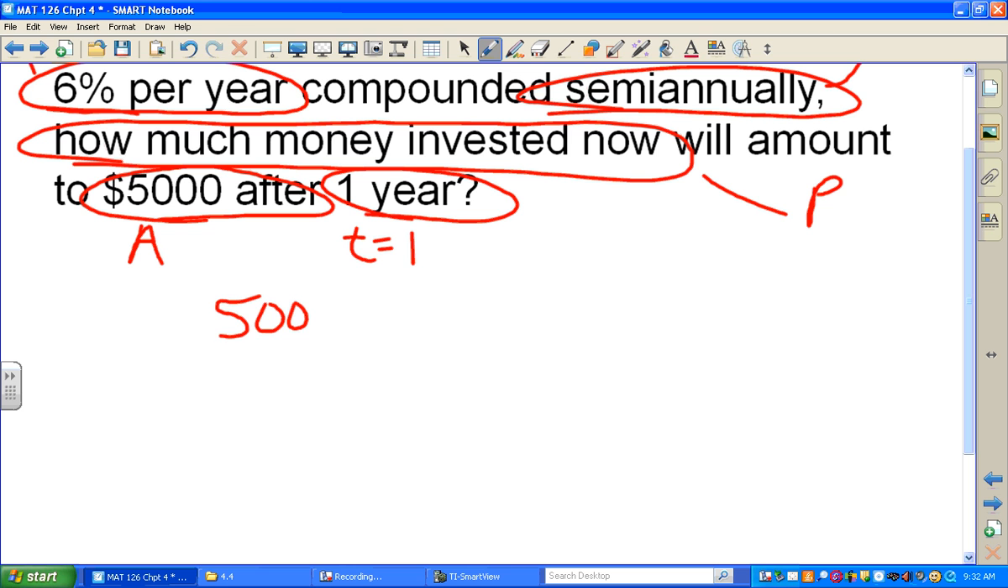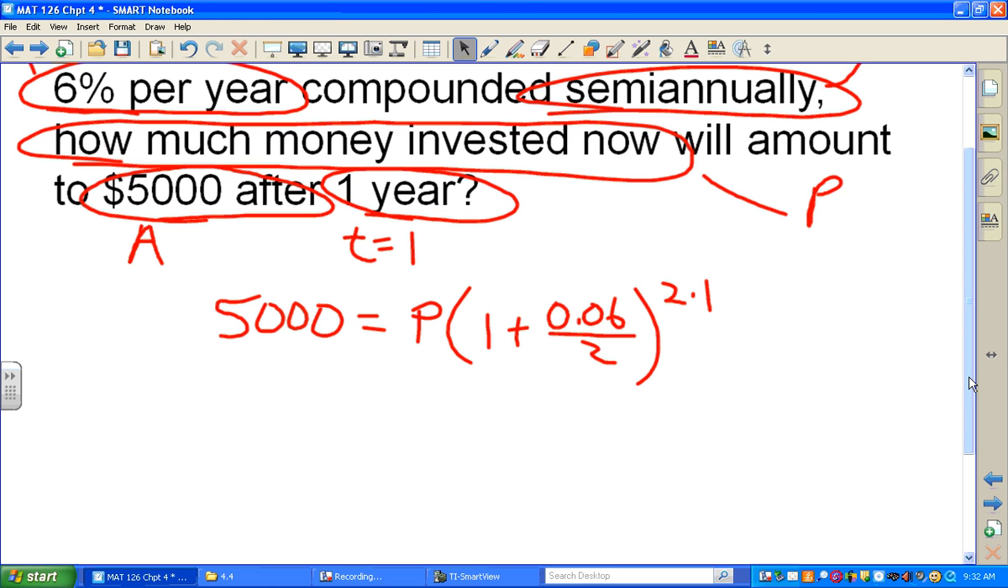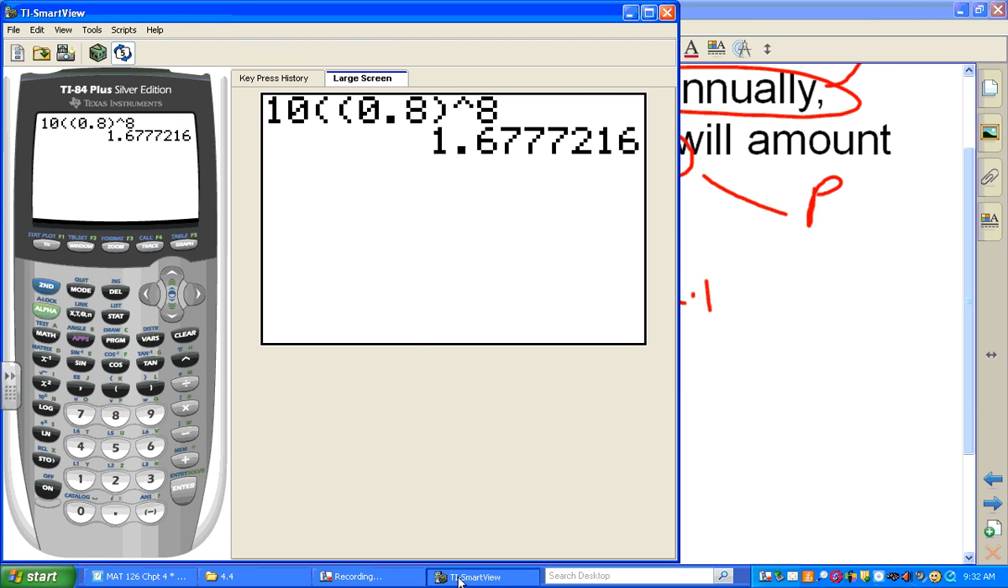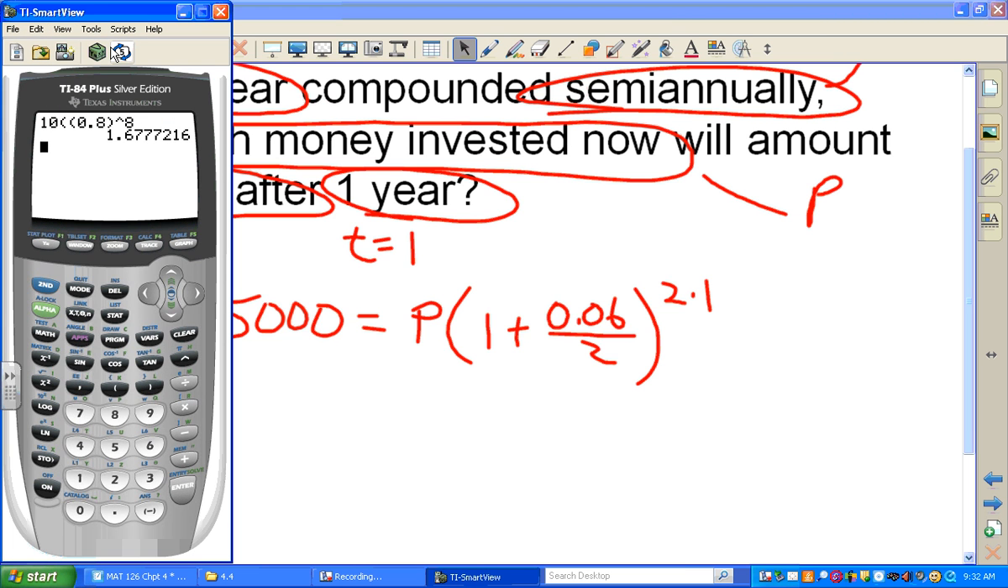5,000 equals P times (1 plus 0.06 divided by 2) to the power 2 times 1. Once you set it up, it's a matter of punching out the right buttons on the calculator. Since we've used the calculator quite a bit, I'm going to do it this way. I'm going to take parentheses 1 plus 0.06 divided by 2. Close that off. Raised to the 2 times 1 power.